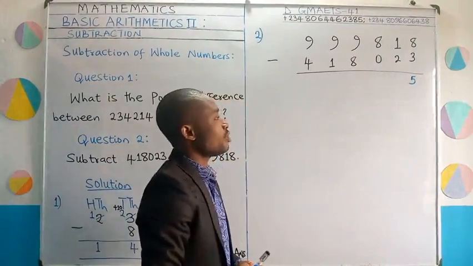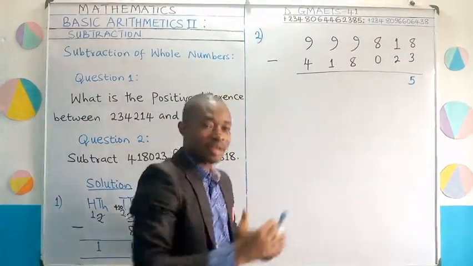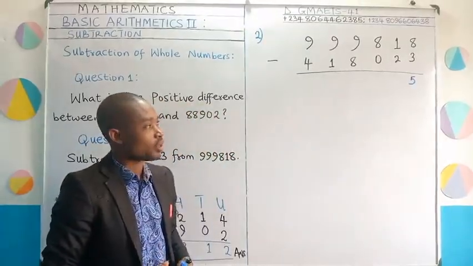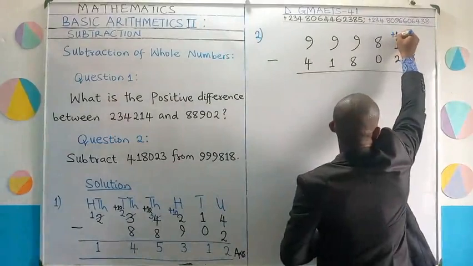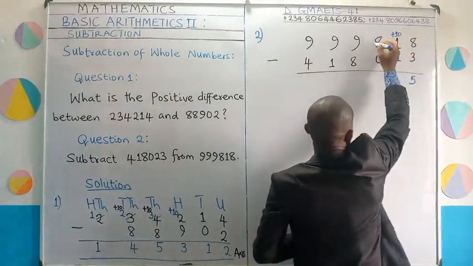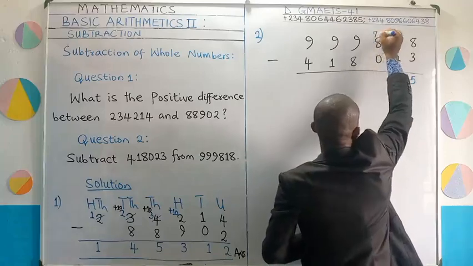Next, we have 1 minus 2. That is under tens. 1 minus 2, smaller number minus bigger number is not possible. So what do we do? Add 10 to this 1. So this is going to be plus 10. And then it will reduce this 8 to 7.